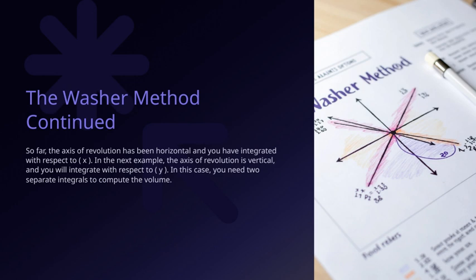This is a great example of how adapting your approach based on the problem's geometry can lead to correct solutions. So, keep in mind that switching from a horizontal to a vertical axis isn't just a small change. It often involves reevaluating your limits and the functions you're integrating.